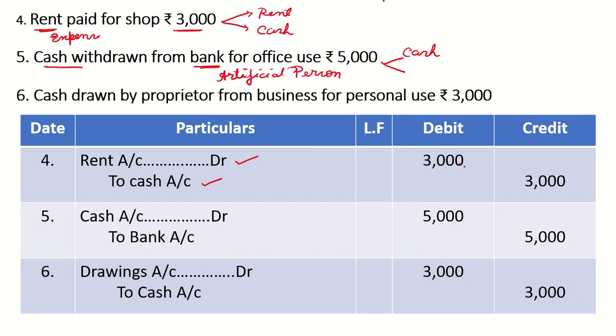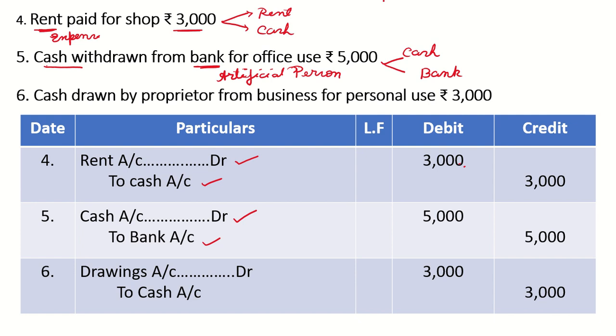Now from bank, so bank account gets affected. Now bank is the giver of the goods, so bank account is credited and cash has been received, so it has been debited. Cash account debit to bank account rupees 5000. Fine. So next entry is what? Cash drawn by proprietor from business for personal use rupees 3000.